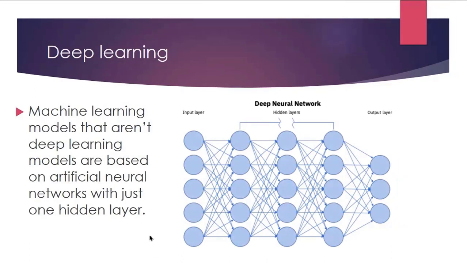What is deep learning? If an artificial neural network has more than one hidden layer, it is called a deep neural network. Systems that use deep neural networks are called deep learning. Machine learning models that aren't deep learning are based on artificial neural networks with just one hidden layer.